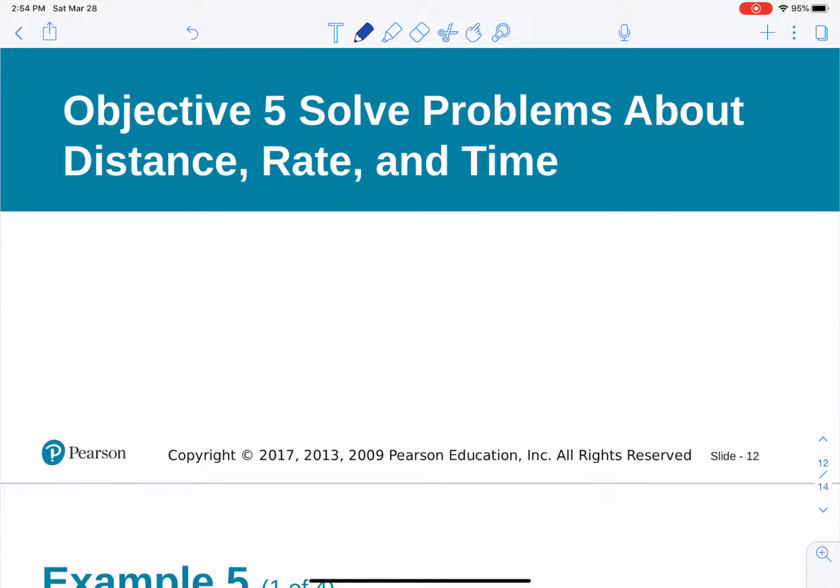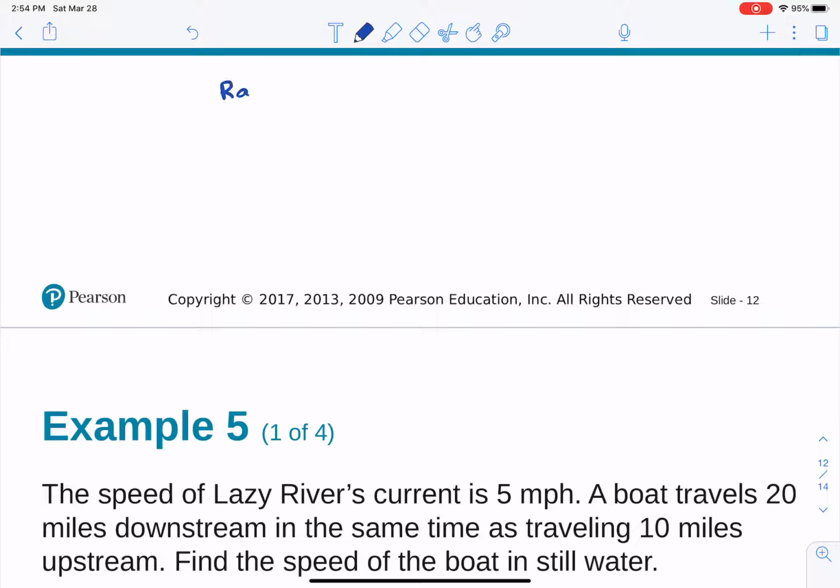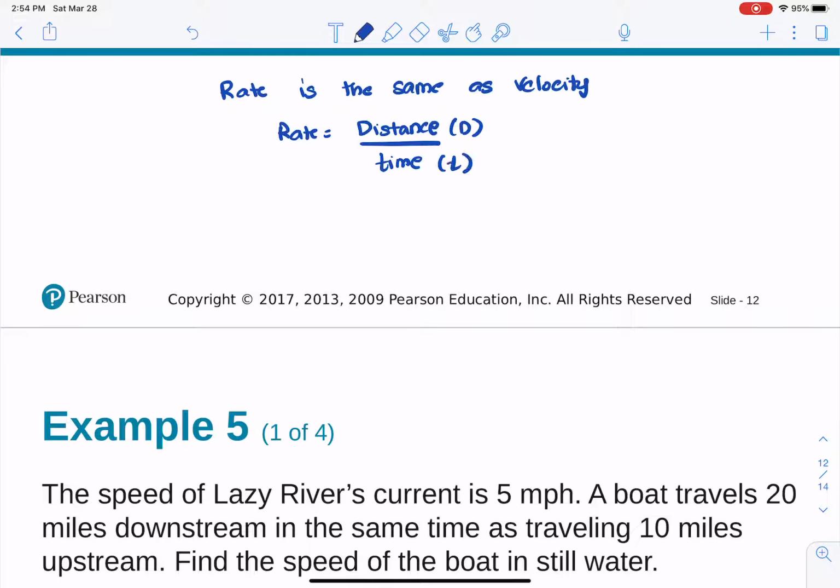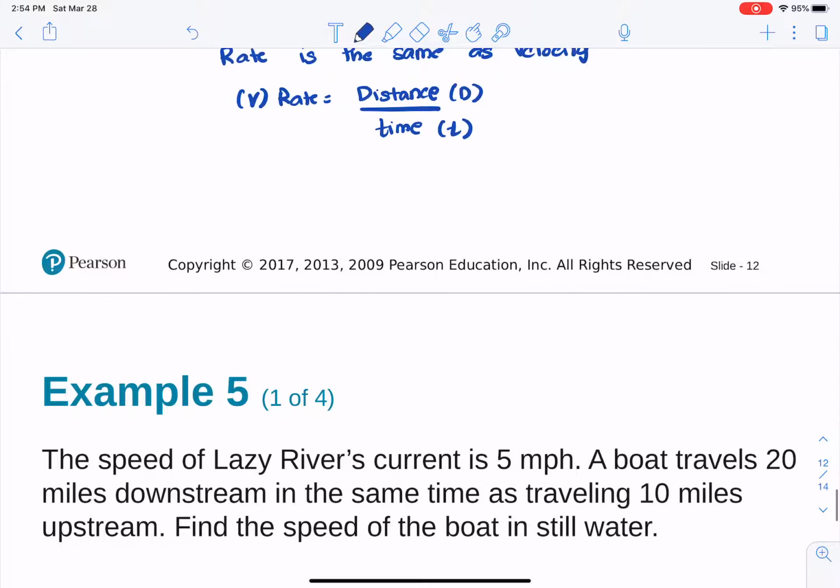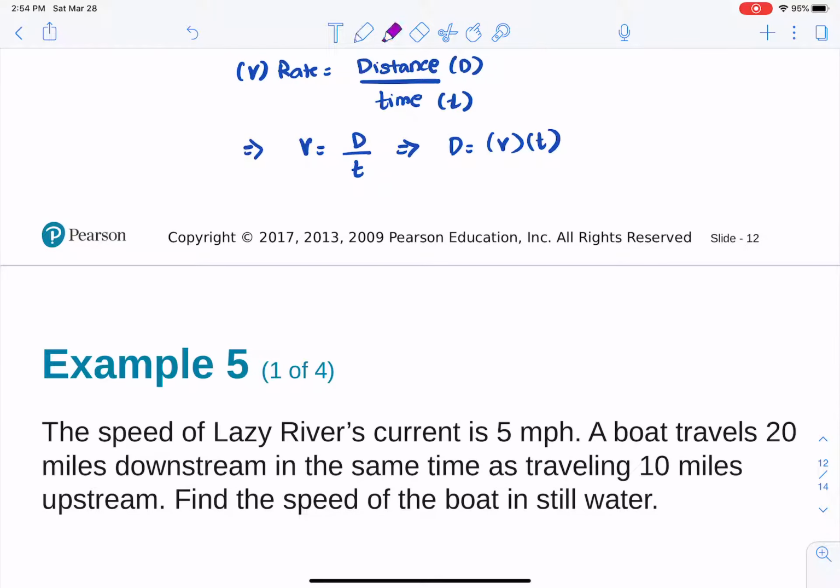So we want to solve problems involving distance, rate, and time. Rate is the same as velocity. So rate is the distance one covers over a period of time. I'll call that D, I'll call that T, I'll call that V. If I rewrite it, V is simply D over T. D is V times T. So let us not forget that expression.